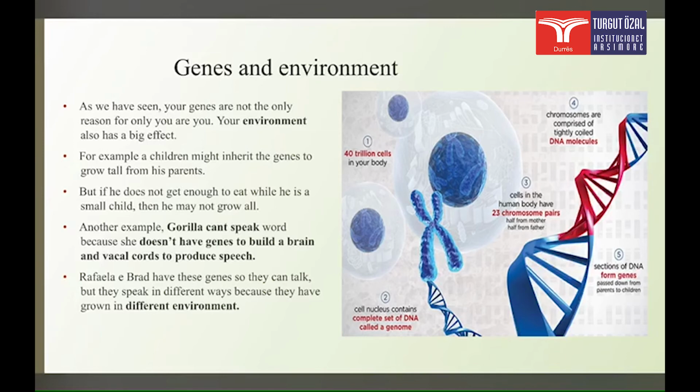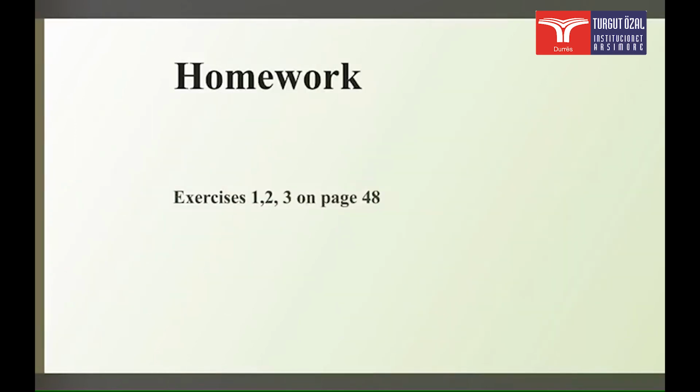Another example: a gorilla can't speak words because she doesn't have genes to build a brain and vocal cords to produce speech. Rafaela and Brad have these genes so they can talk, but they speak in different ways because they have grown up in different environments. Now, for homework, you will do exercises 1, 2, and 3 on page 48.